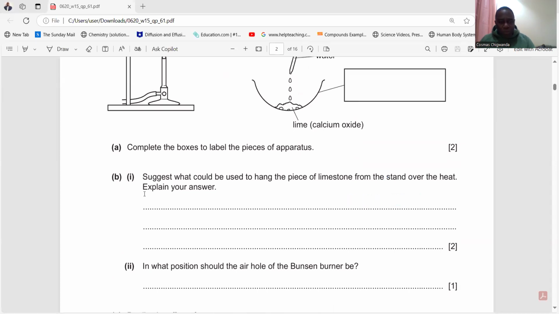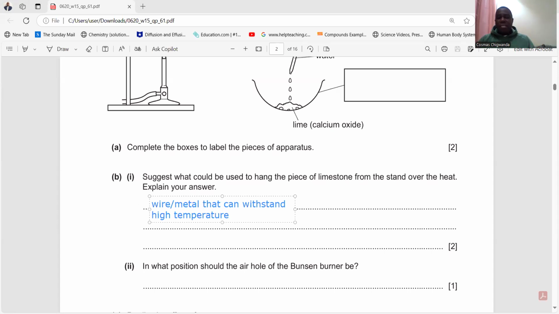Suggest what could be used to hang the piece of limestone from the stand over the heat. Explain your answer. We want to perform what we call thermal decomposition. So the ideal material that we can use here is any metal. So we can use wire, a metal that can withstand high temperatures. As long as you have any metal that can withstand high heat, that could be your answer here.